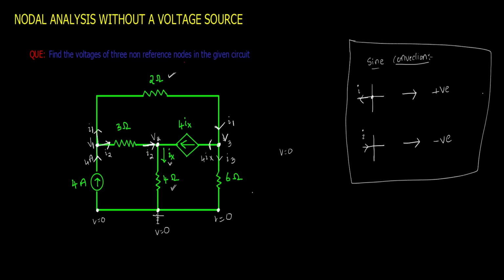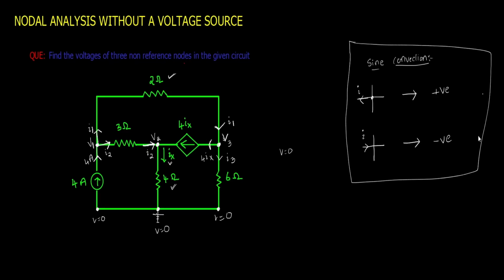Now let us write the equations of these nodes. Let us write the KCL equations at the first node. We know from the law of KCL that the sum of the currents entering or exiting a node must be equal to 0. That is, the KCL law states that the sum of the currents entering or exiting a node must be 0.